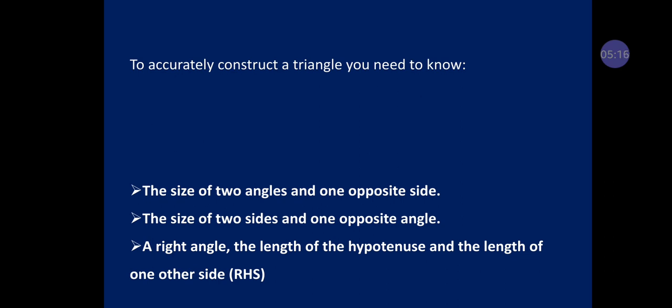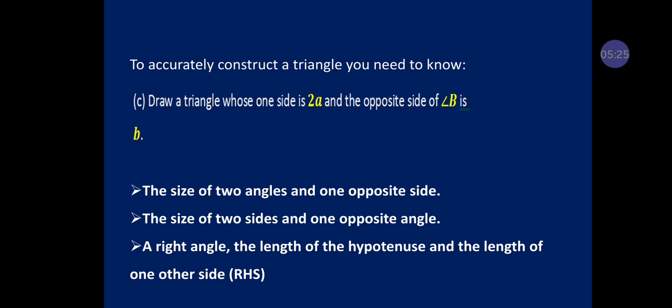Here you can see this statement deals with an opposite side. Do you think it is sufficient to solve question C? Let us see the question again. Draw a triangle whose one side is 2A and the opposite side of angle B is small b. So this statement is also ruled out.